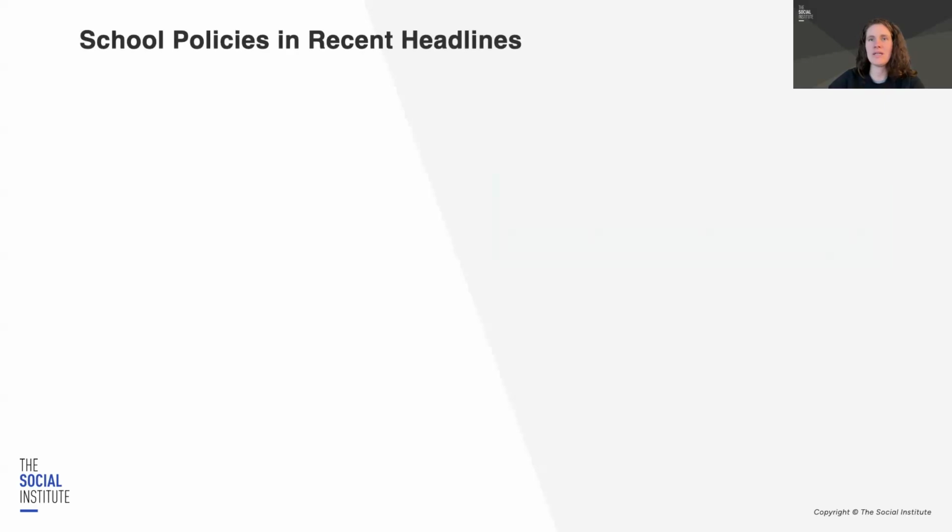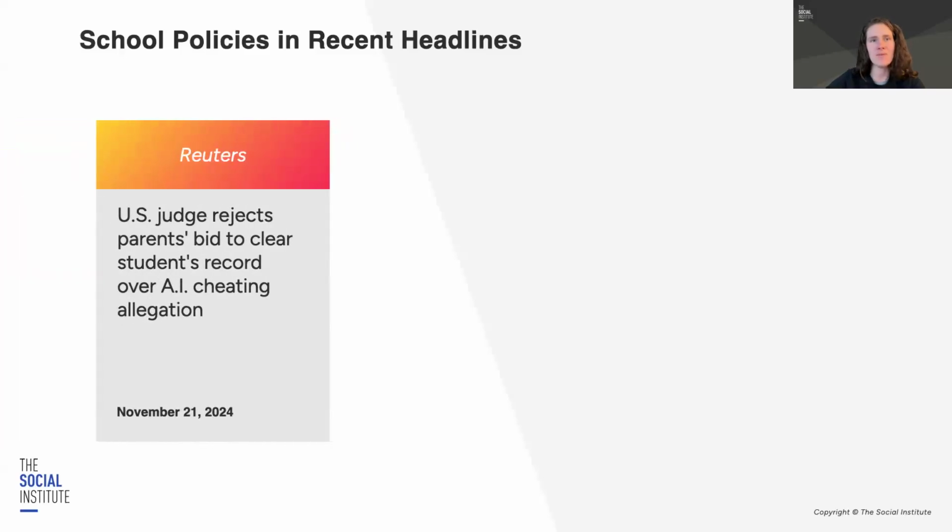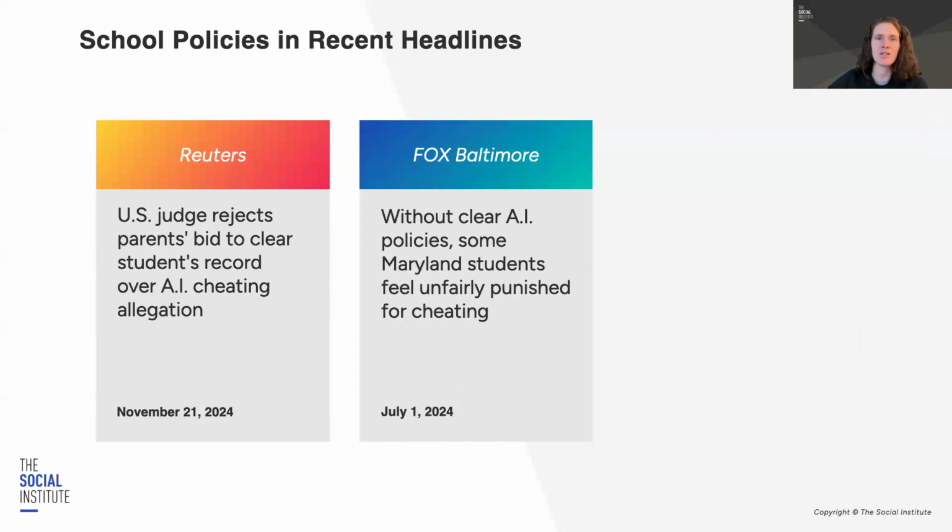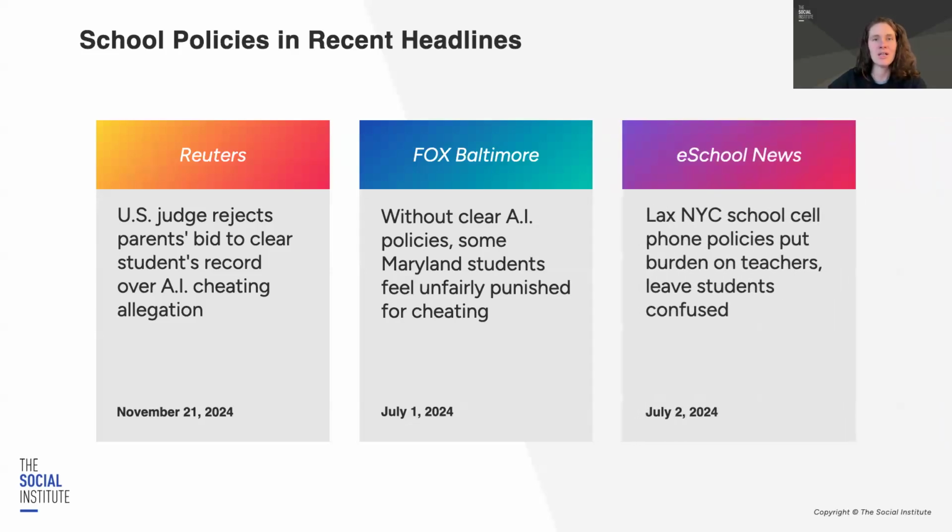And we also know that this is really pertinent and present, and we're seeing this in headlines all the time now. So here are some different school policies that we've seen in headlines. Here you have one: U.S. judge rejects parents' bid to clear student's record over AI cheating allegation. We also saw that without clear AI policies, some Maryland students feel unfairly punished for cheating. And this last one here: lax New York City school cell phone policies put burden on teachers, leave students confused, right? So the clarity is so important, and the headlines here are all about when things are unclear and what's happening. And these are the stories that become newsworthy and hit that national stage.